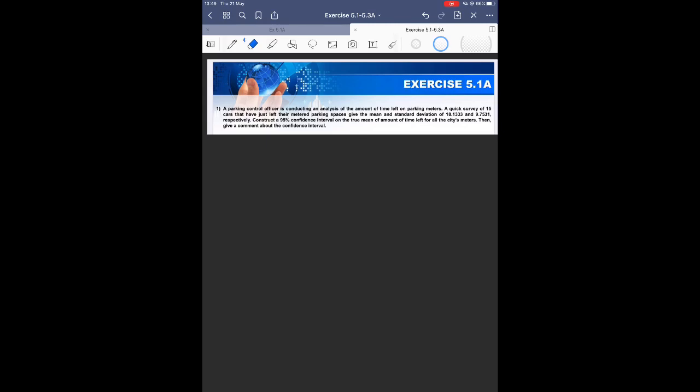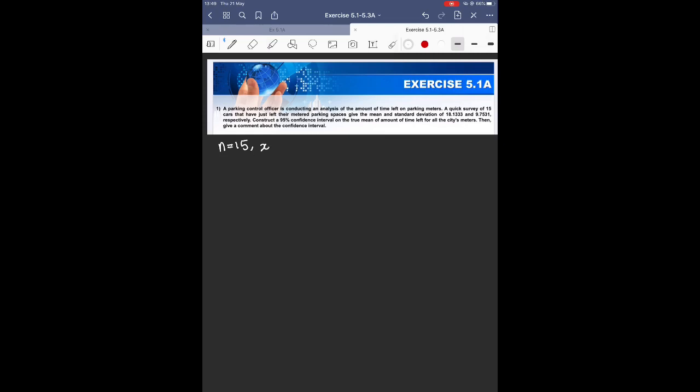Okay, exercise 5.1a. A parking control officer is conducting an analysis of the amount of time on parking meters. A quick survey of 15 cars, so n equals 15. They have just left their meter parking spaces. Give the mean and standard deviation.